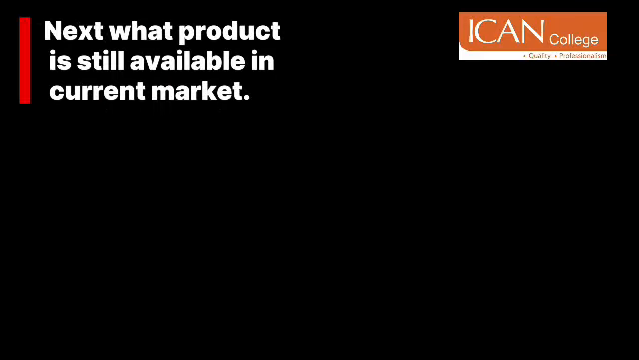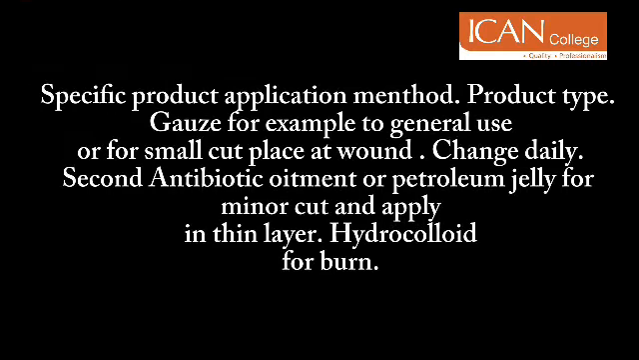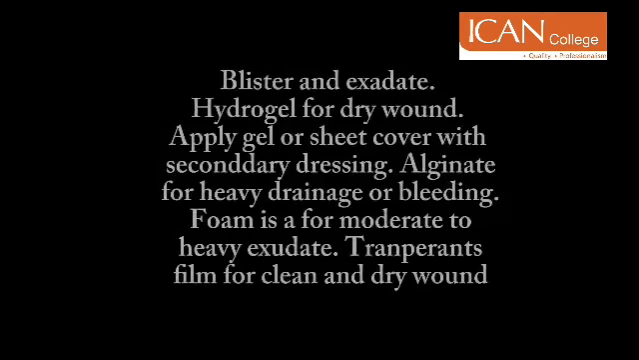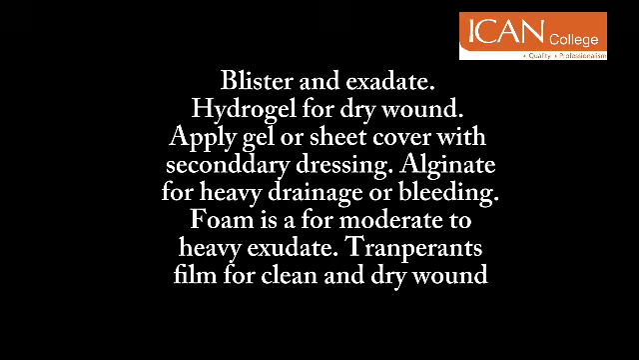Next, what products are available in the current market? Specific product application method. Product type: gauze, for example Use Care, for general use or small cuts. Place on the wound, change daily. Second, antibiotic ointment or petroleum jelly for minor cuts, apply a thin layer. Hydrocolloid for burns, blisters or light exudate. Hydrogel for dry wounds, apply gel or sheet and cover with secondary dressing.